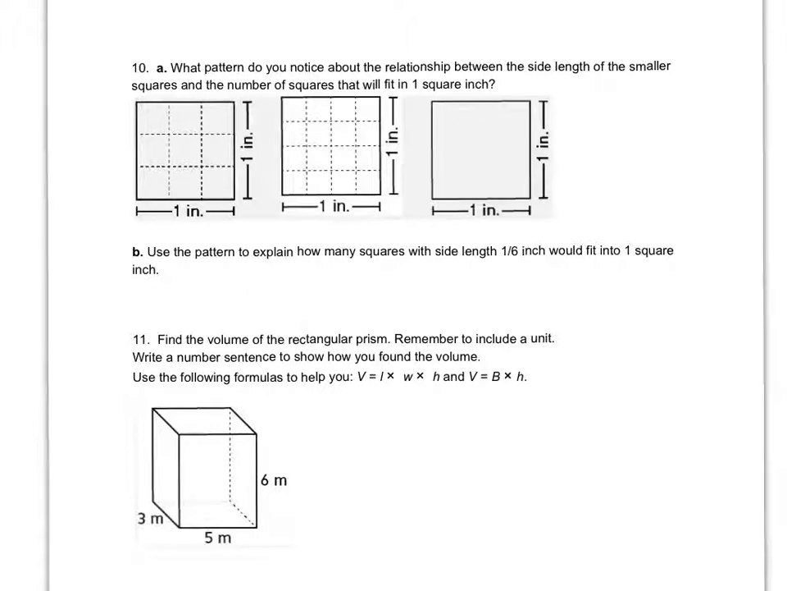So use the pattern to explain how many squares with a side length of 1/6 inch would fit into 1 square inch. So 1/6 of an inch tells us that we are going to need 6 going up and down for our height, and for our base we are going to also need 6.